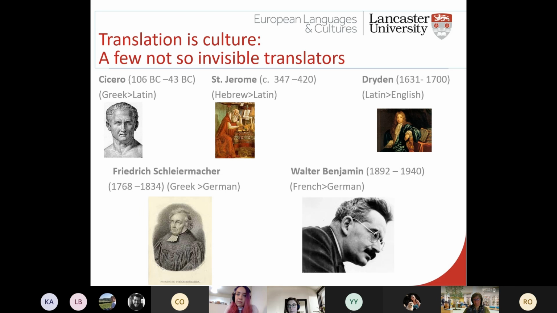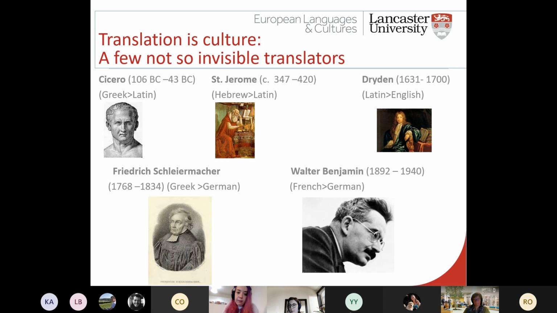Friedrich Schleiermacher, so again much later, in the late 18th, early 19th century, was a German romantic, and he believed that translators should retain as much of the original, of what makes the original text different, and as much of the original language in the translation. So he advocated a kind of foreignizing method.